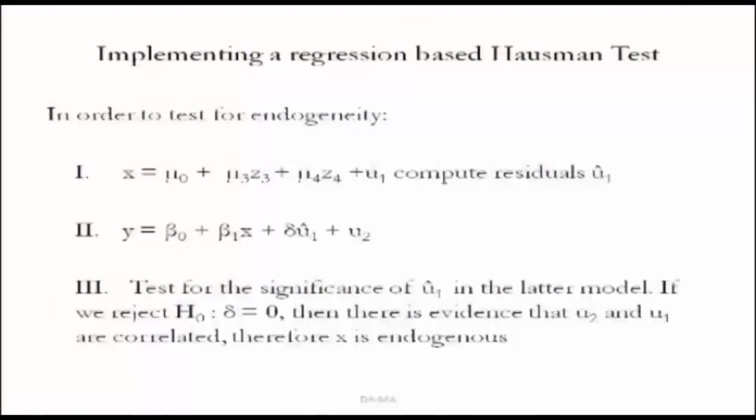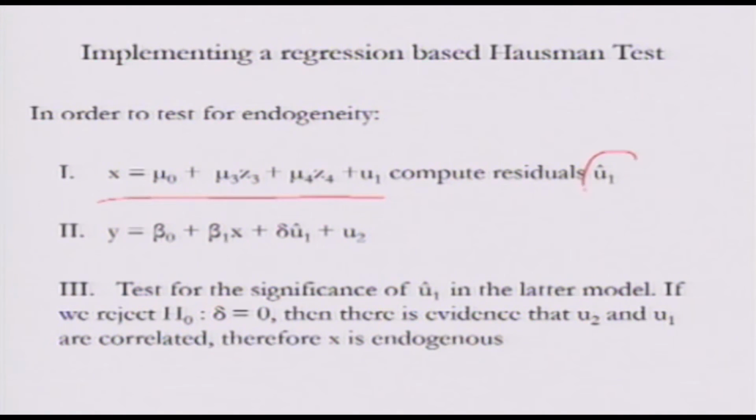So in order to test for endogeneity, you first compute the first stage and estimate the residuals u1 hat. You then use u1 hat in the structural regression and try to see if u1 hat and y are correlated or not. If they are not correlated, this means that x is exogenous. If they are correlated, this means that x is endogenous.